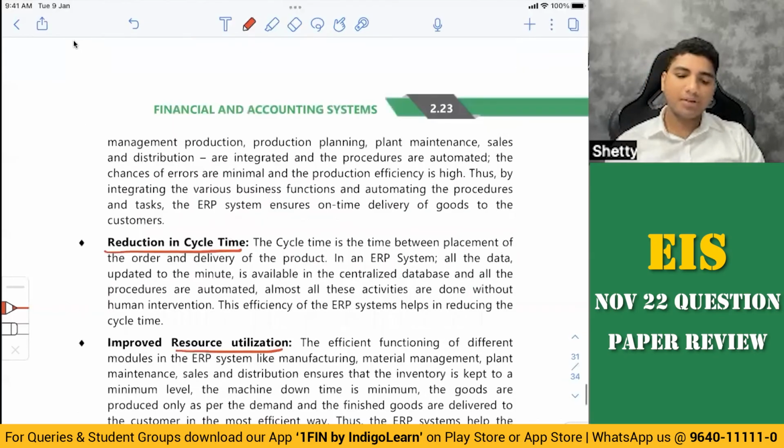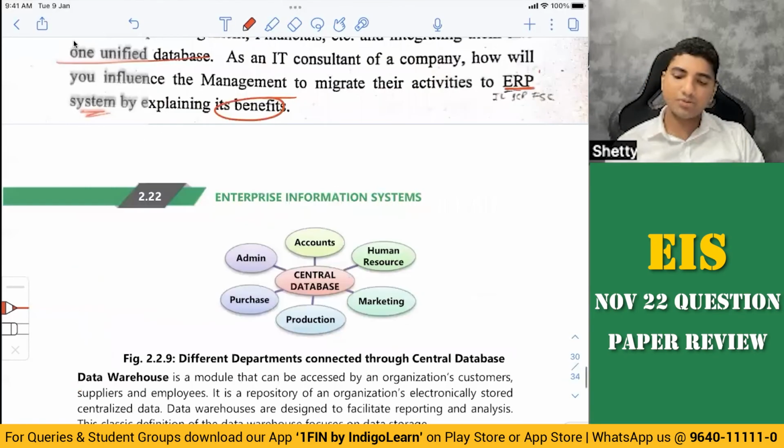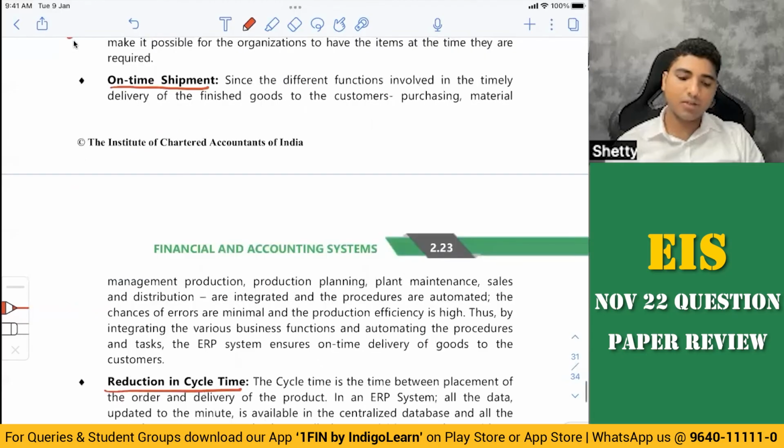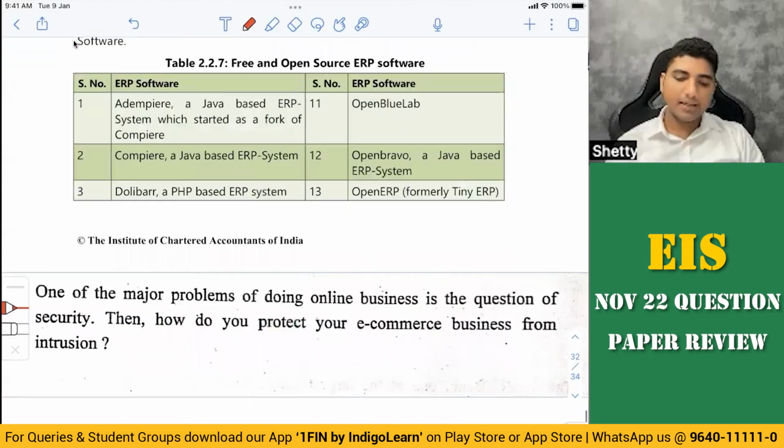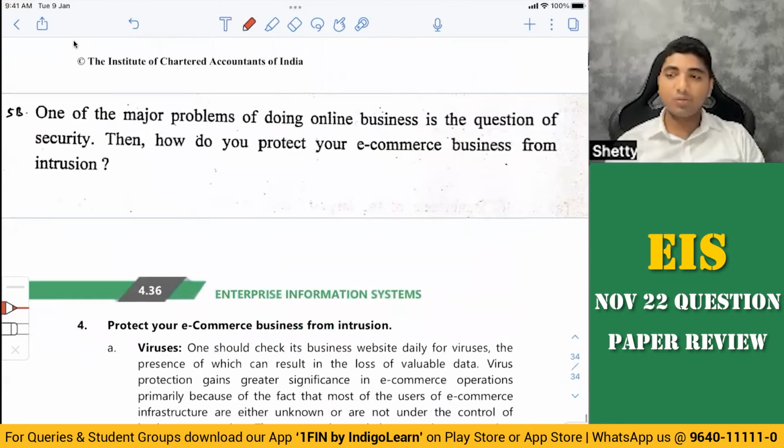So there are many, but the question is for how many marks? The question is for 4 marks. So if you write 1, 2, 3, 4, 5, 6 points, it is enough. Okay. And finally, let us go to the optional question.